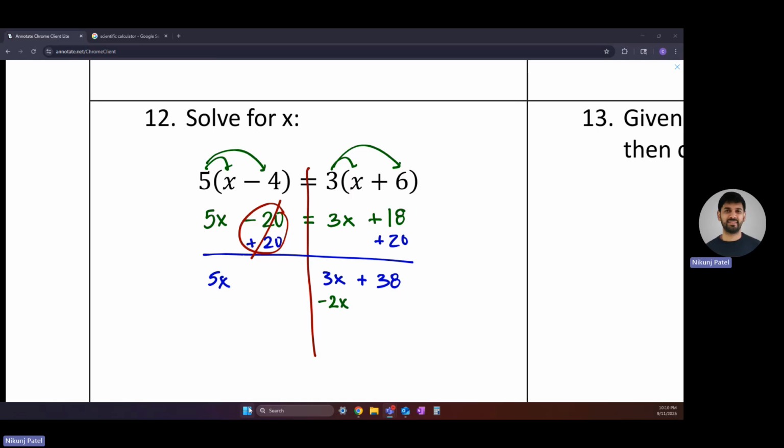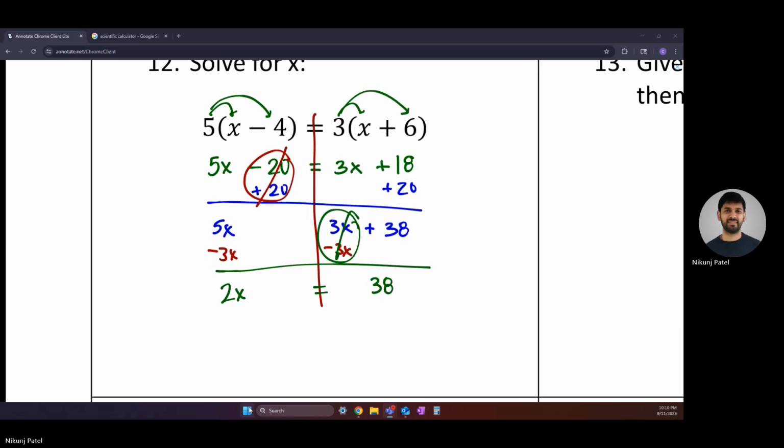Subtract now this 3x from both sides. So notice how we have 5x here and 3x here. We want this 3x to move towards this 5x, but if it's on different sides of the equation, we need to add or subtract that entire term. So in this case, we're going to subtract it from both sides. All right, so 5x minus 3x is 2x equals 38. And we divide both sides by 2. So we get x equals 17.